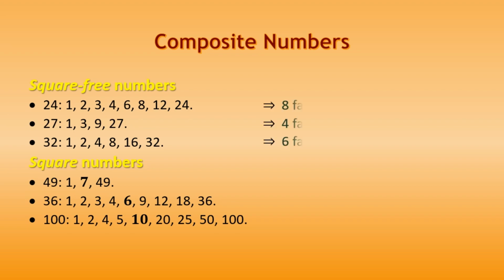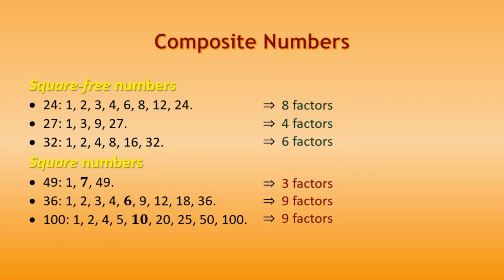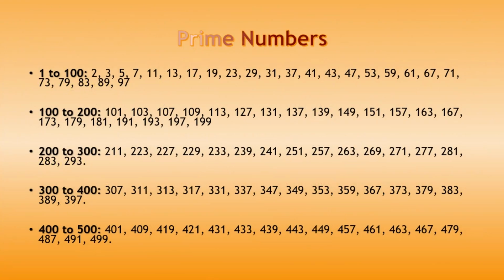Now, square-free numbers have an even number of factors, while square numbers have an odd number of factors. Prime numbers are numbers that have only two factors, namely 1 and the number itself. So what you see before you now are prime numbers between 1 and 500. The only common factor between two or more prime numbers is the number 1.